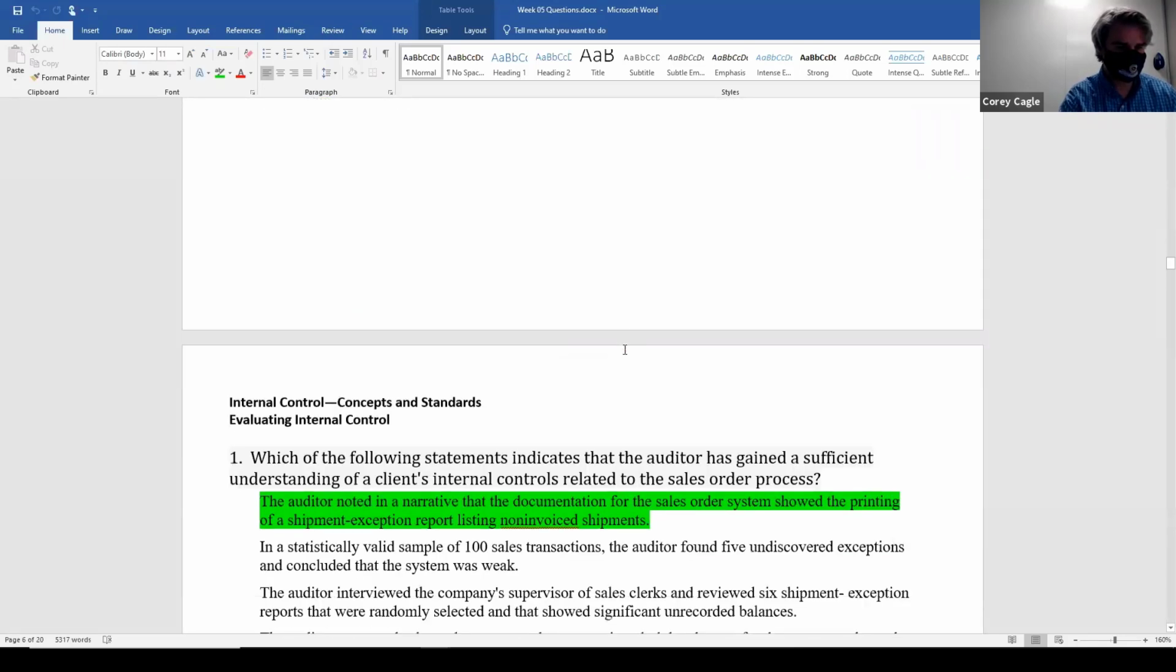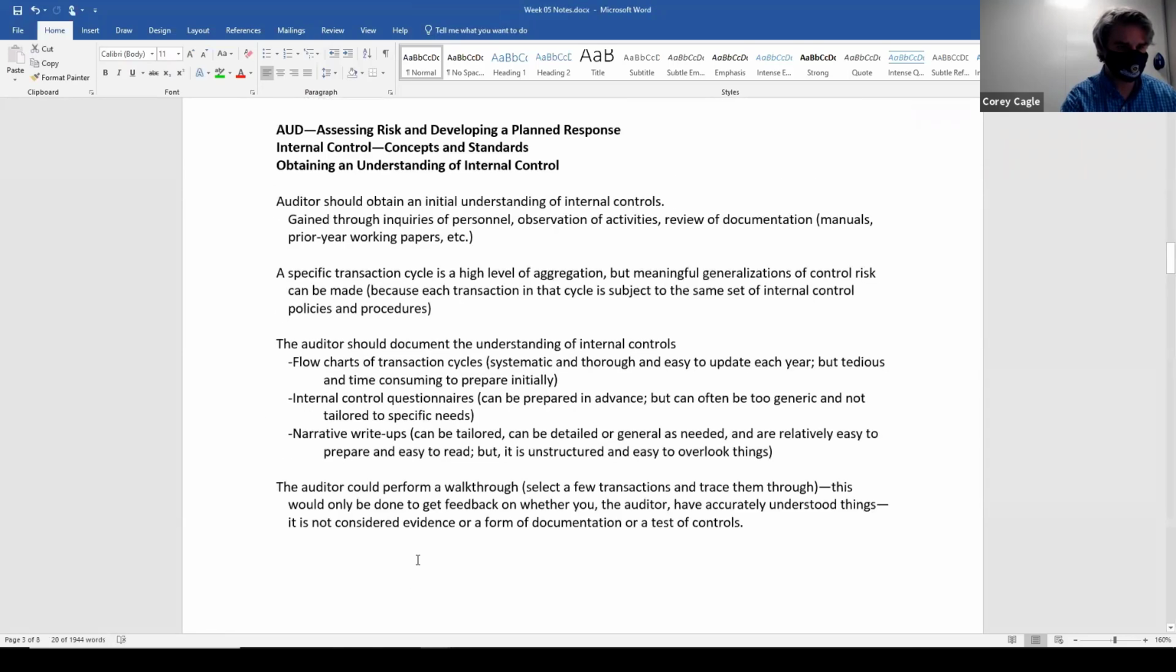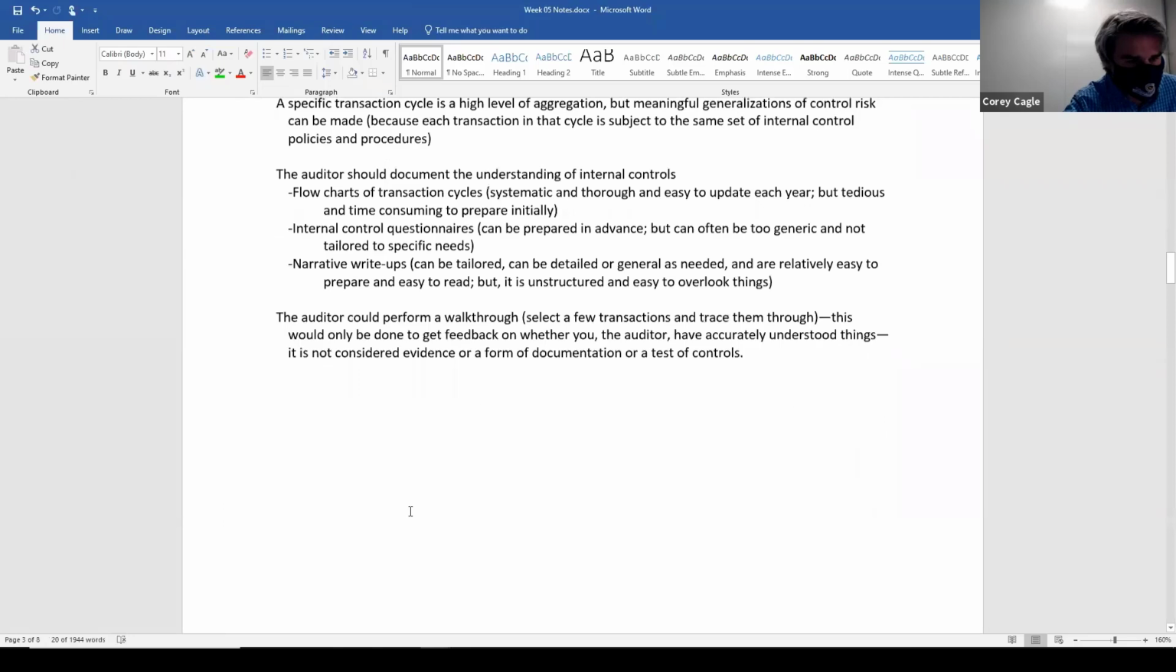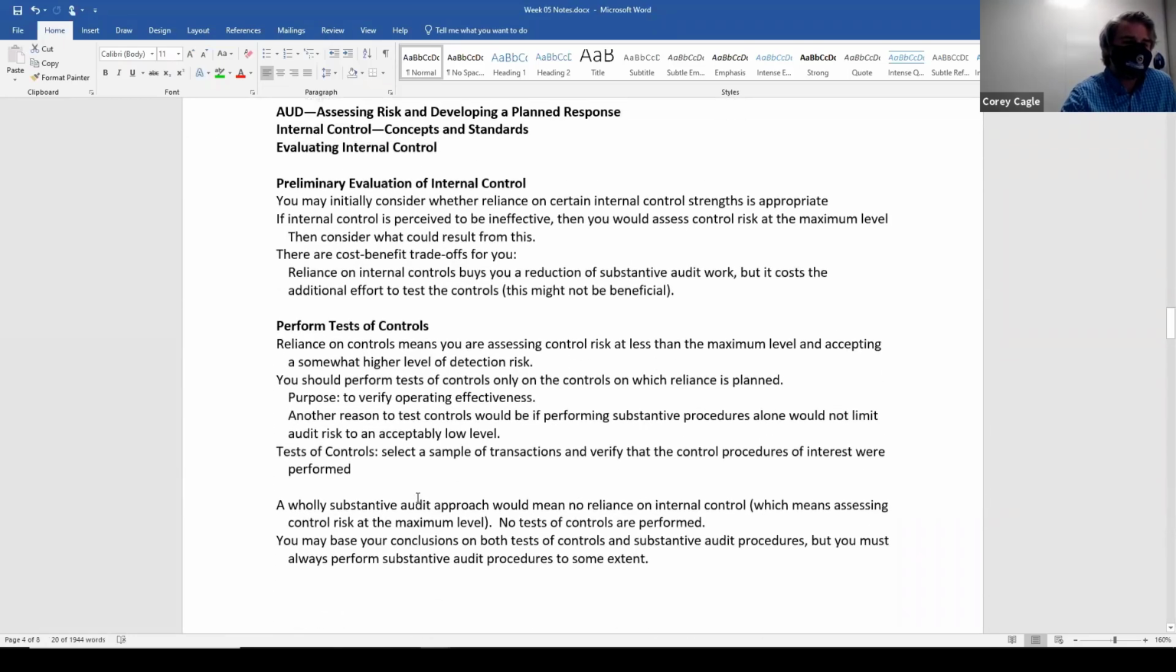More on internal control, evaluating internal control. Here we were obtaining an understanding of internal control. So now we are evaluating internal control. So, preliminary evaluation of internal control. In the beginning, we're going to consider whether we can rely on certain controls.